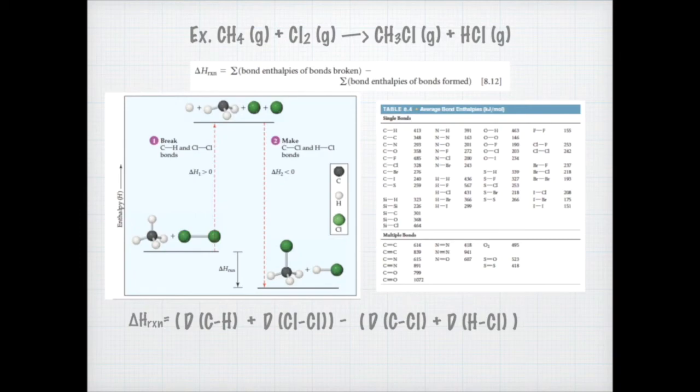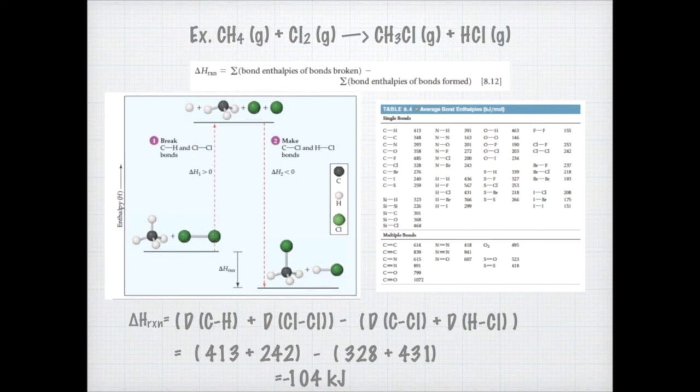So to do this mathematically, I'm going to take the bond enthalpy of carbon and hydrogen, which is 413, and add to that the bond enthalpy of chlorine and chlorine, which is 242. And then I'm going to subtract from that the bond enthalpy of carbon and chlorine, which is 328, and add to that the bond enthalpy of hydrogen and chlorine, which is 431. So you take the sum of the bond enthalpies that are broken, subtract from that the sum of the bond enthalpies that are formed, and you have your enthalpy change for that reaction, which is negative 104 kilojoules.